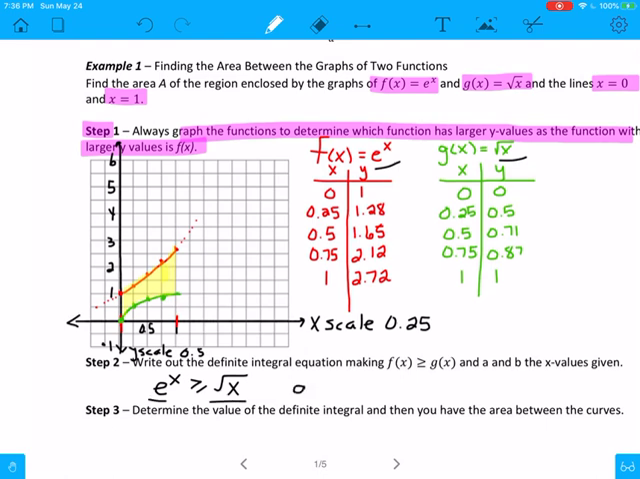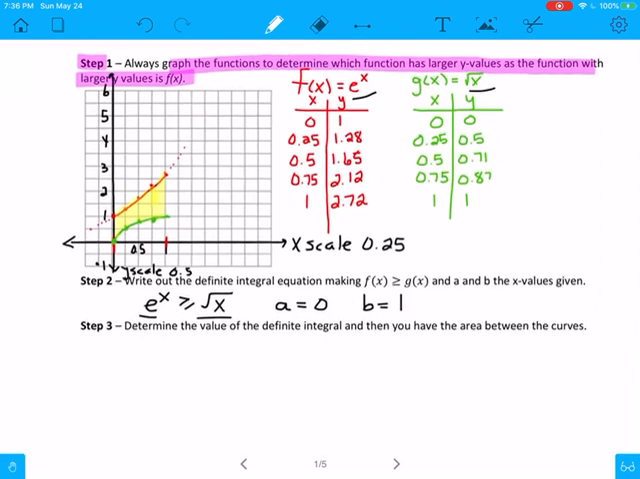My a is the lower bound, so a equals 0, because x equals 0, to x equals 1, so my b is 1. So when I go to sketch out my definite integral, sorry, not indefinite, I know it's defined between 0 and 1. I take my higher up equation, which is e to the x. I subtract my lower equation, which is square root x. And I find the integral between that. That's it. That's the hardest part. Is finding out which one's the higher one.